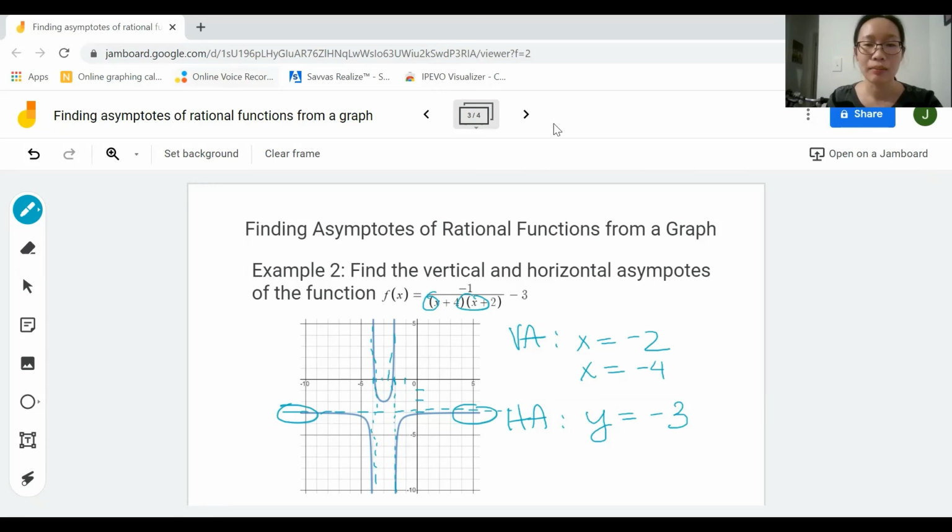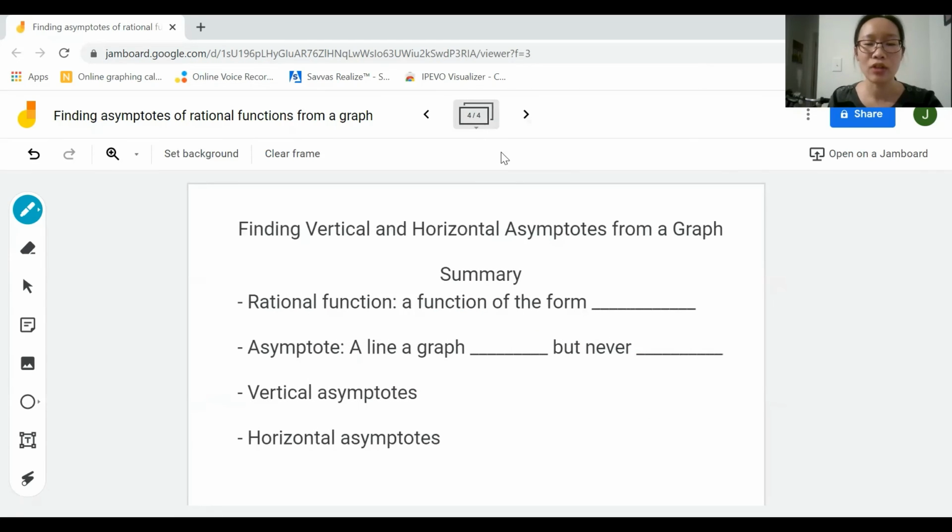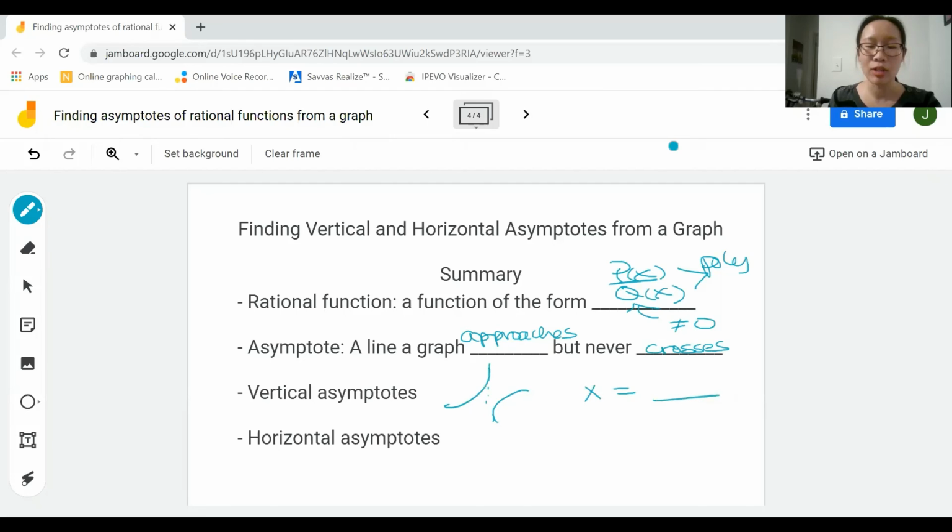Let's summarize. A rational function is a function of the form p of x over q of x, where these are both polynomials and the denominator is not equal to 0. An asymptote is a line that the graph approaches but never crosses. And you can have vertical asymptotes, which are vertical lines that your graph doesn't cross, like this. And then they take the form x equals something, or you can have horizontal asymptotes that your graph doesn't ever hit. So that's in the form y equals.